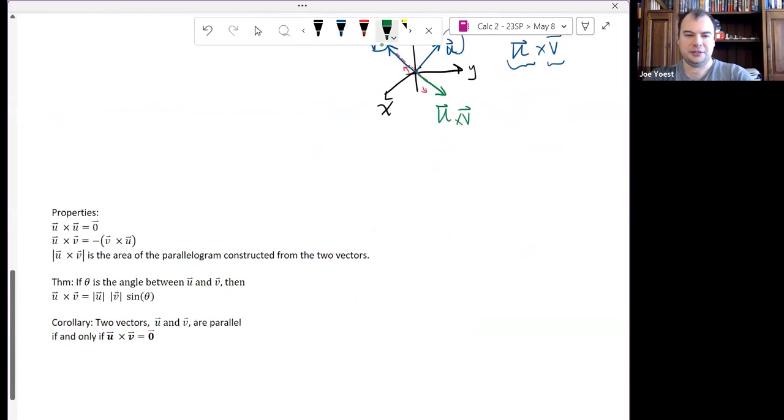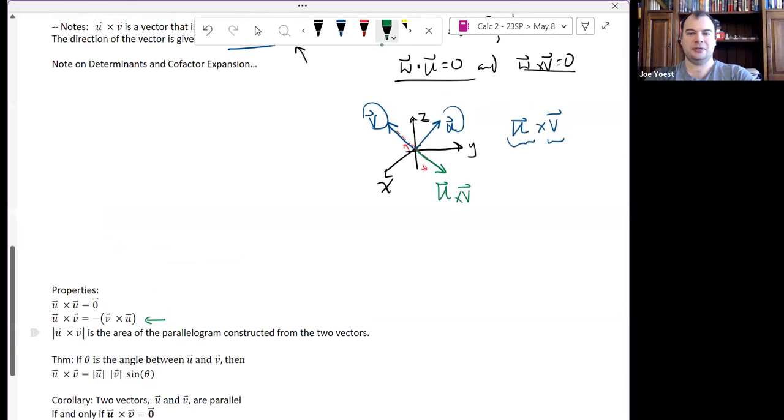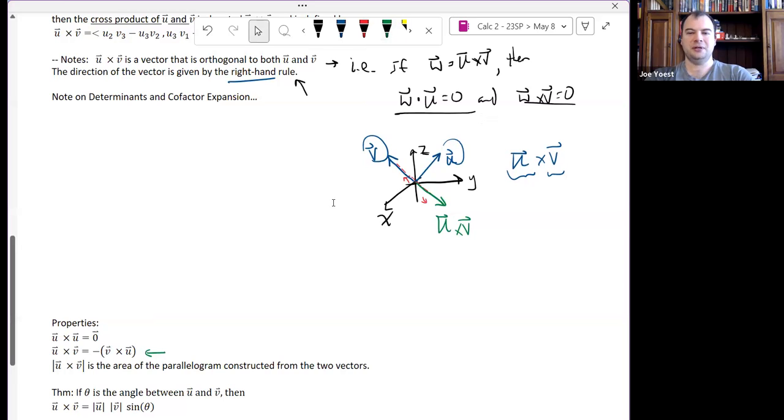Something to note is U cross V is the negative of V cross U, right? If I were to respect my right hand rule with V cross U, I'd start my fingers curling from V to U. That's a little hard to do with my hand, but going the opposite way, now my thumb points away from me. V cross U points in the opposite direction. So geometrically, we can see that V cross U is going to be the negative of U cross V. It's in the same direction, so to speak, but exactly negative.